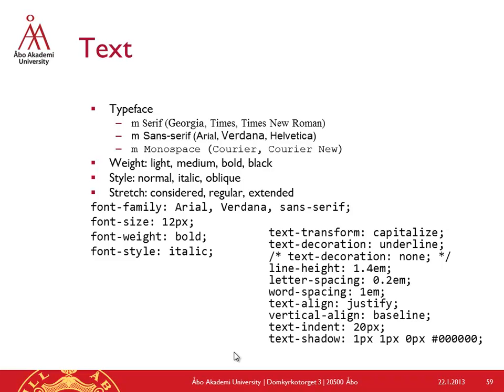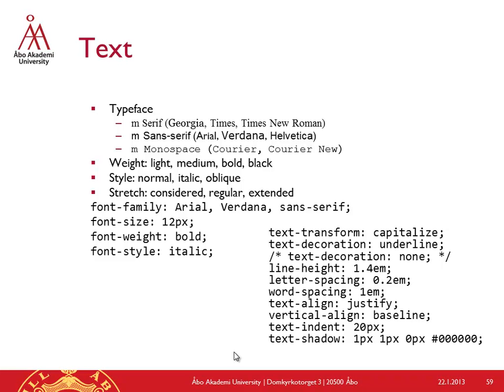For example, you can capitalize or transform all characters in your text. You can underline them, or you can remove any text decoration if you wish. You can specify distance between lines. You can specify distance between letters and between words in spaces. You can specify text align: center, justify, left, right. You can also specify vertical align.